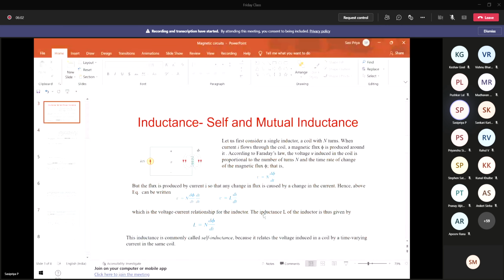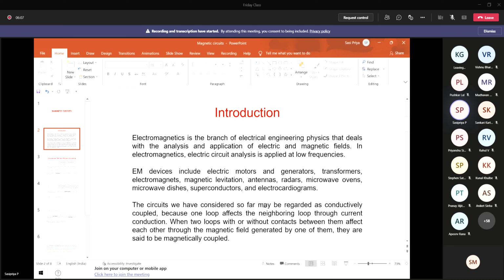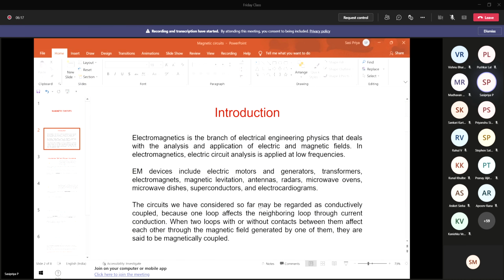Okay, so your second module, AC circuits, is over. Going to start with module 3. Here this is completely about the magnetic circuits. Here we are going to discuss some of the magnetic circuits and do the analysis.